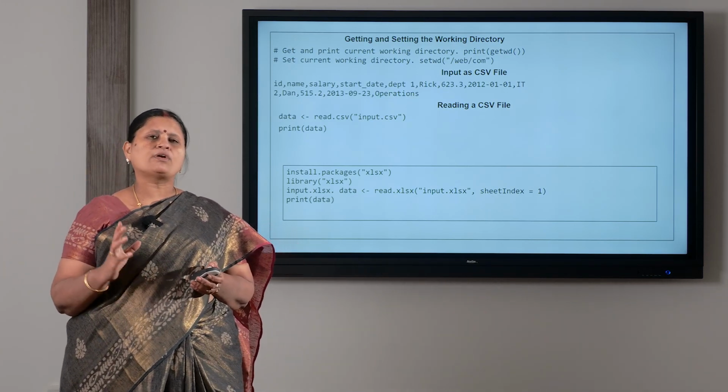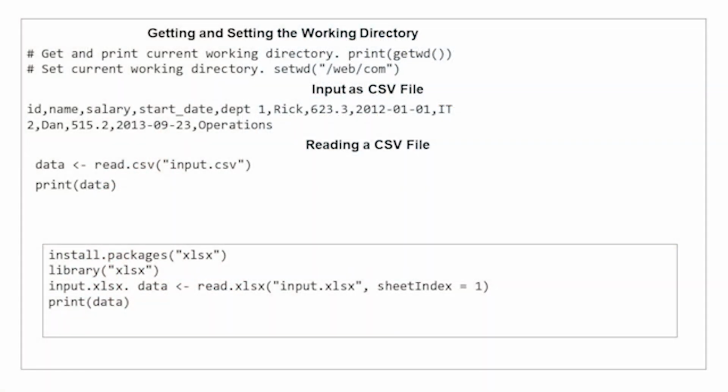For that we should know what the working directory is. To find out the working directory, we can use the function getwd. WD stands for working directory. Then you can use setwd, to set the working directory we want, so that we can make it.